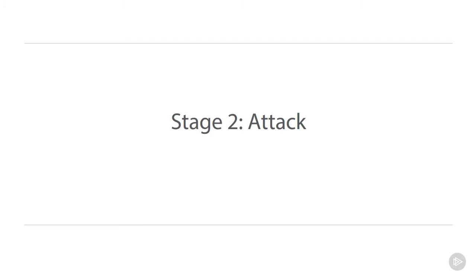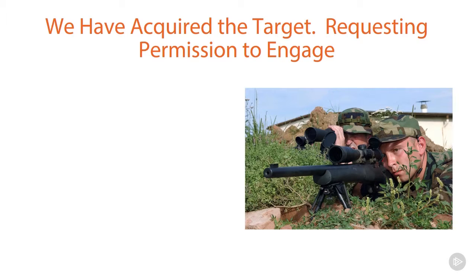So this time, the communication goes like this. Alpha, this is Foxtrot. We've acquired the target, permission to engage. Foxtrot, this is Alpha, permission granted.